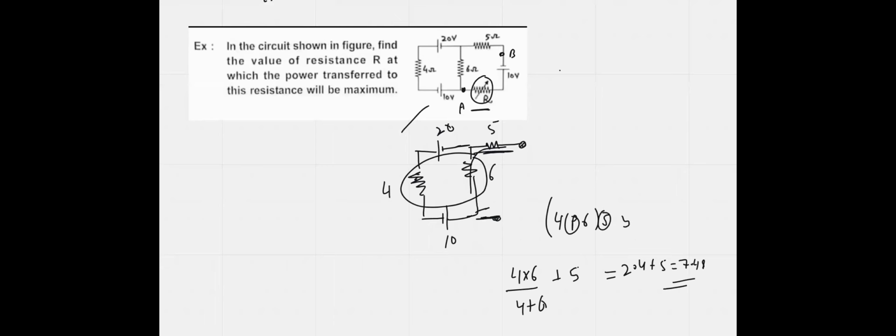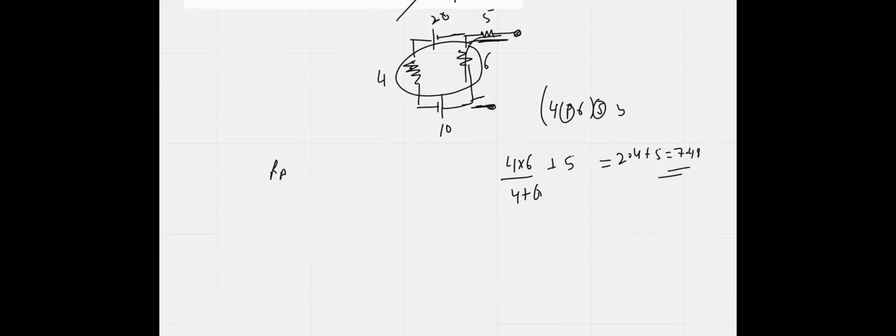So resistance across A and B is equal to 7.4. For the maximum power theorem, for maximum power, R should be equal to R_AB, and that comes out as 7.4. That's it.